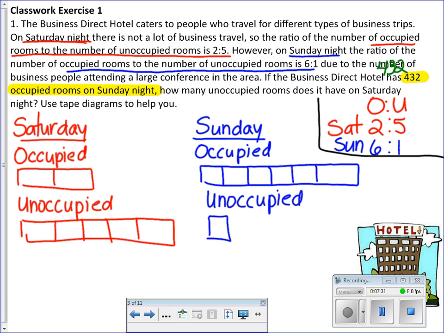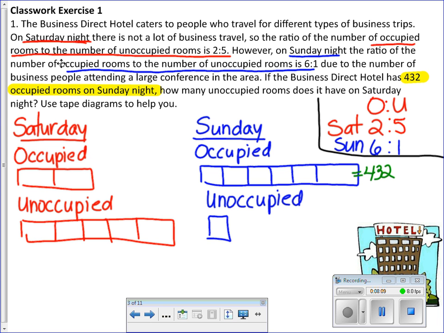So now I have to figure out what to do with that 432. Does that 432 represent the occupied rooms on Saturday night? No. Does it represent the unoccupied room on Saturday night? Does it represent the total number of rooms on Saturday? No. Does it represent the total for Sunday? No. Does it represent the occupied for Sunday? Yes. Okay. So next to that, you can put a little equal sign and your 432.